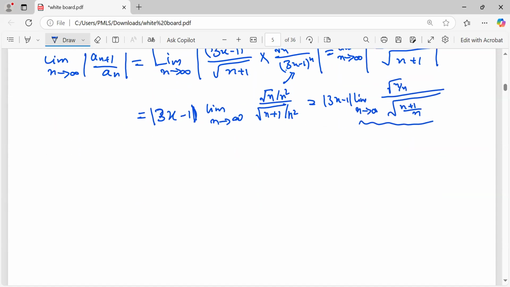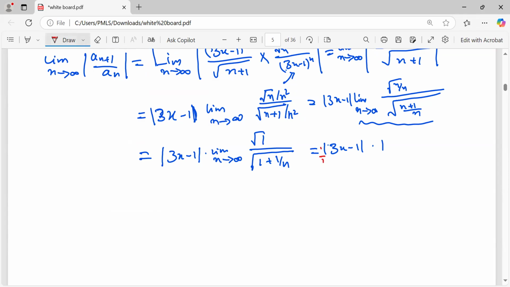So this expression actually becomes equal to 1. You can check it easily: |3x - 1| is here, and this expression as n approaches infinity becomes 1 over 1 + 1/n. When we apply the limit, 1/n goes to 0, so we get |3x - 1| times 1. So there is nothing in the denominator. This means its radius is 1, right? If you don't see a denominator, this means its radius of convergence is 1.